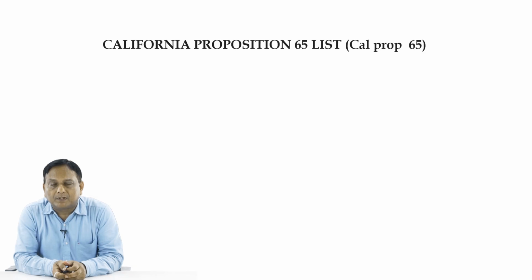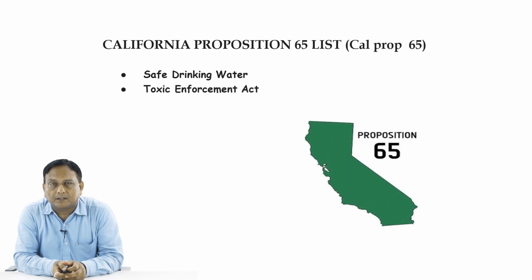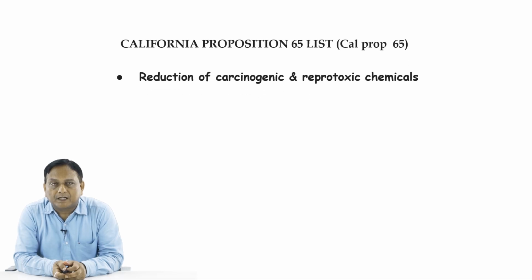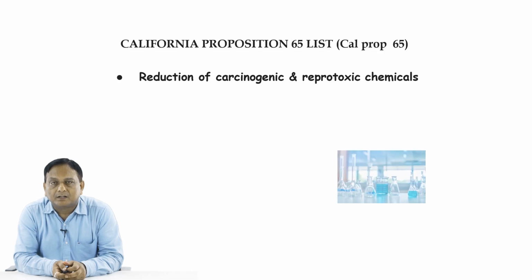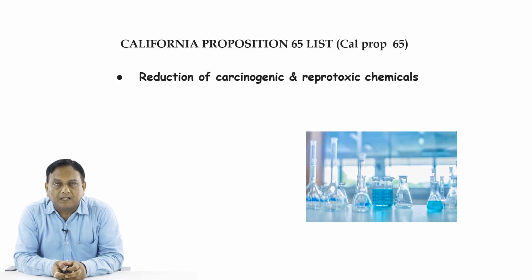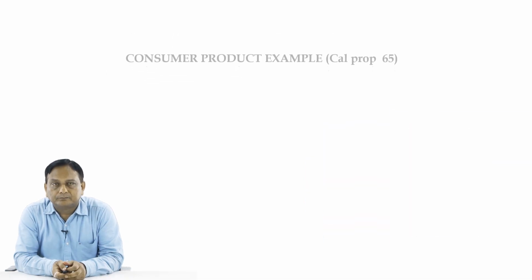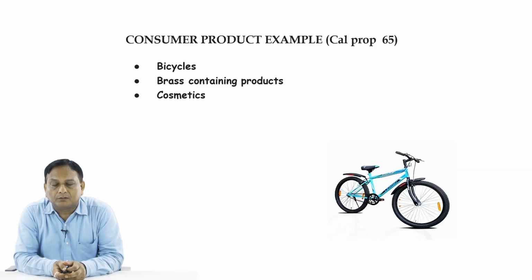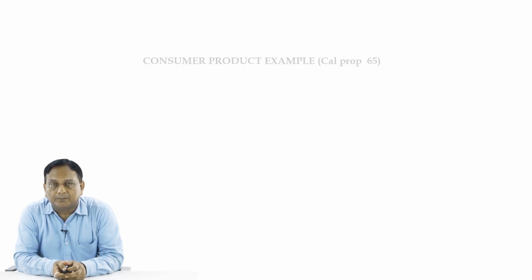Now, coming to a state act, that is California Proposition 65. It is the Safe Drinking Water and Toxic Enforcement Act, covered under Proposition 65 of California, and it also talks about the reduction of carcinogenic and reprotoxic chemicals. Very important in the California region, this CalProp 65 rule is applied. Consumer product examples of CalProp 65 are bicycles, brass-containing products, and cosmetics. Those are all products covered under CalProp 65.